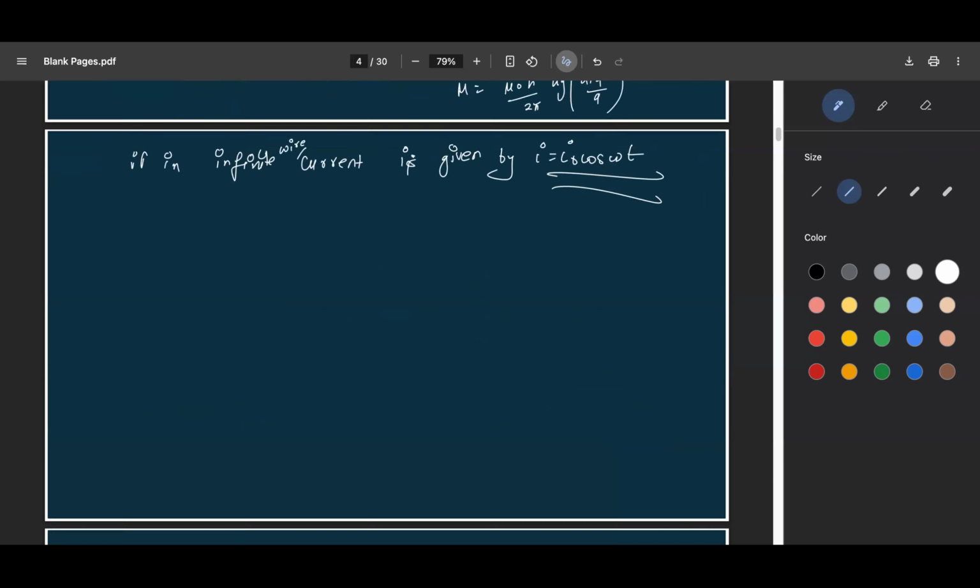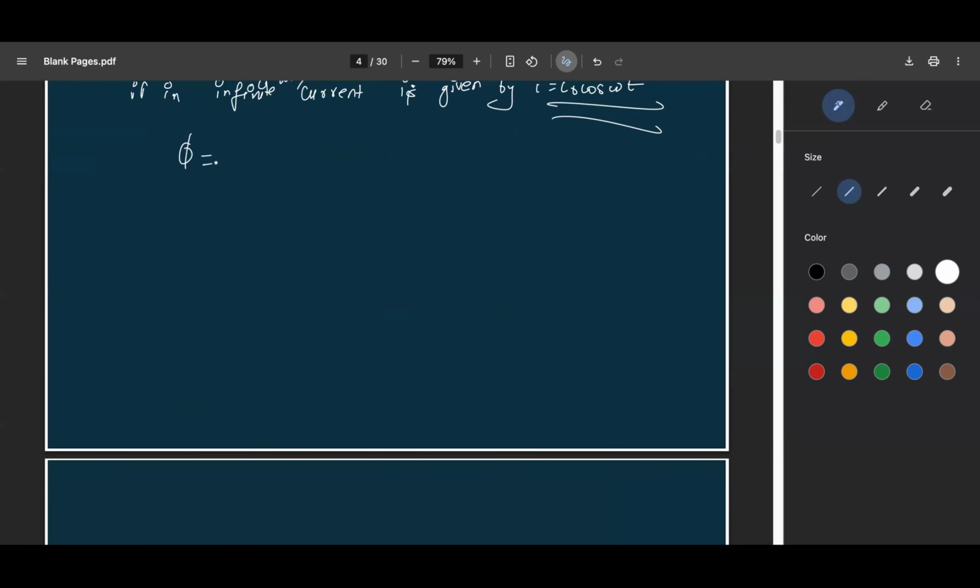You know the flux. Now find the EMF induced in the loop. How are you going to figure out the induced EMF? That depends on phi. So what is the phi over here? You know phi 2 is nothing but M times I. So phi 2 is going to be M times I.